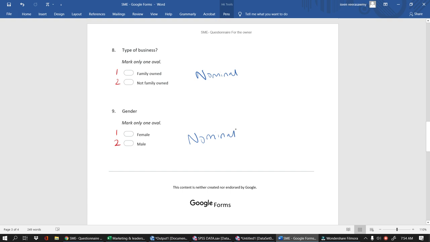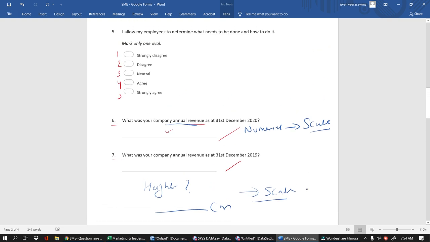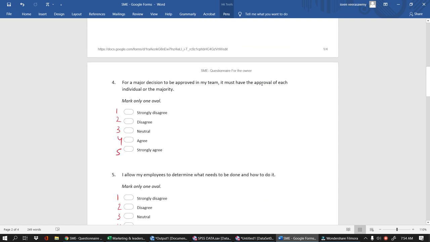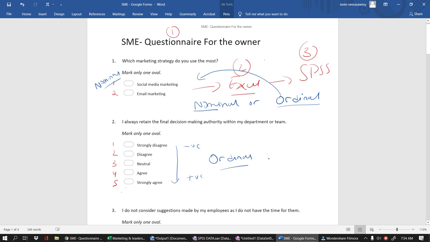And SPSS denotes each type of measurement by small diagrams. Here you will see 3 small circles, which represent nominal. Scale is represented by a ruler. And ordinal is represented by this type of diagram, like an increasing order. So the diagram for ordinal is like this.